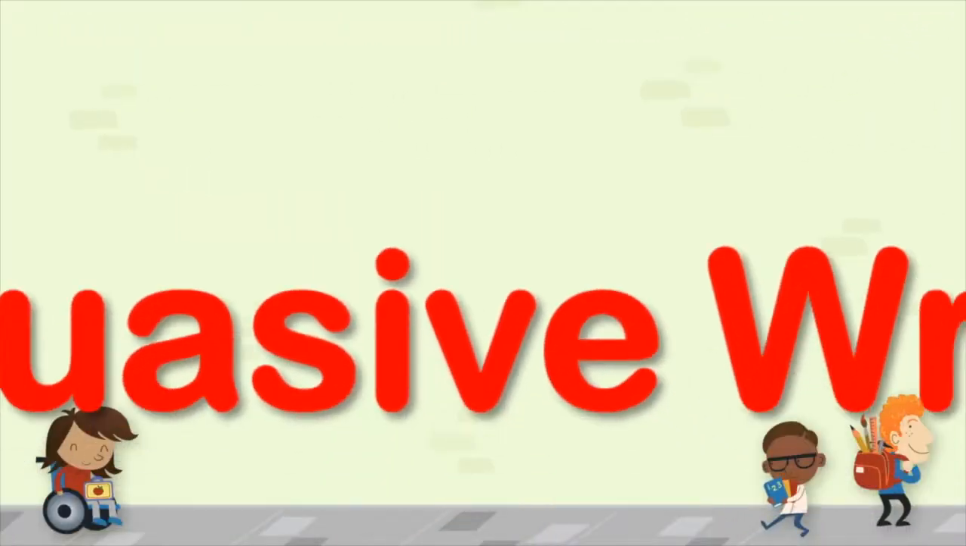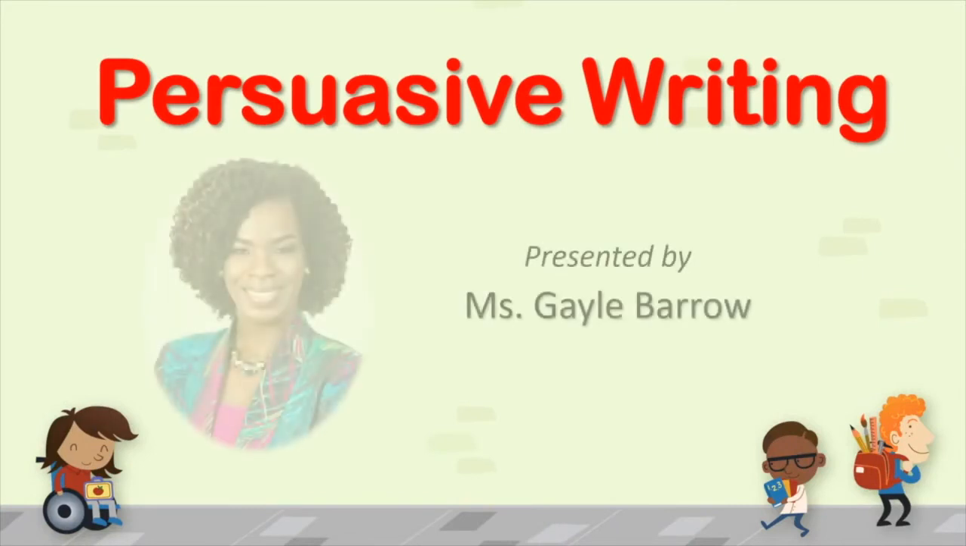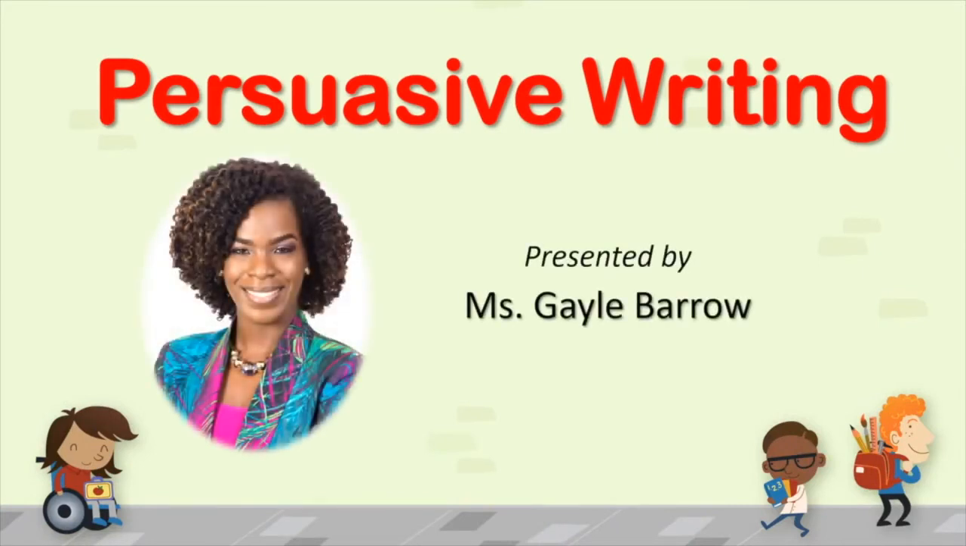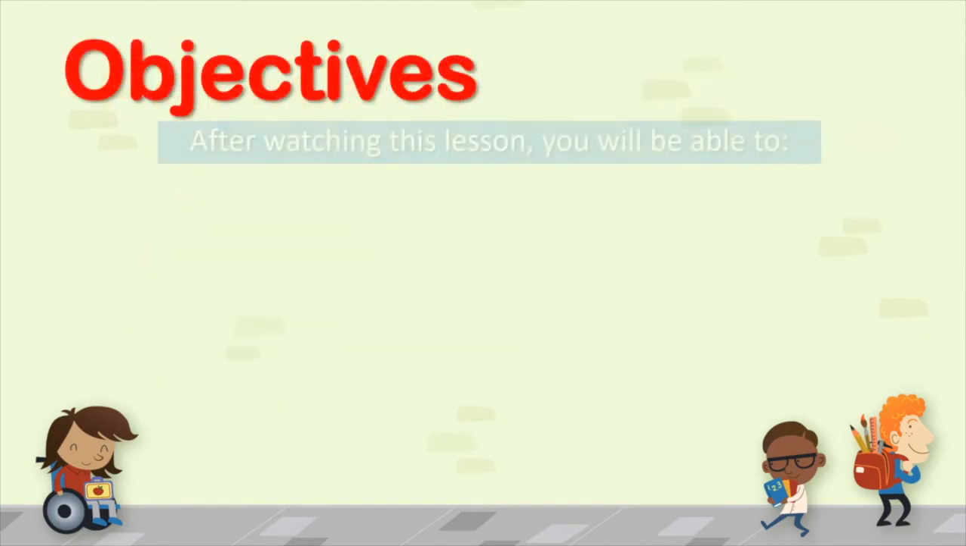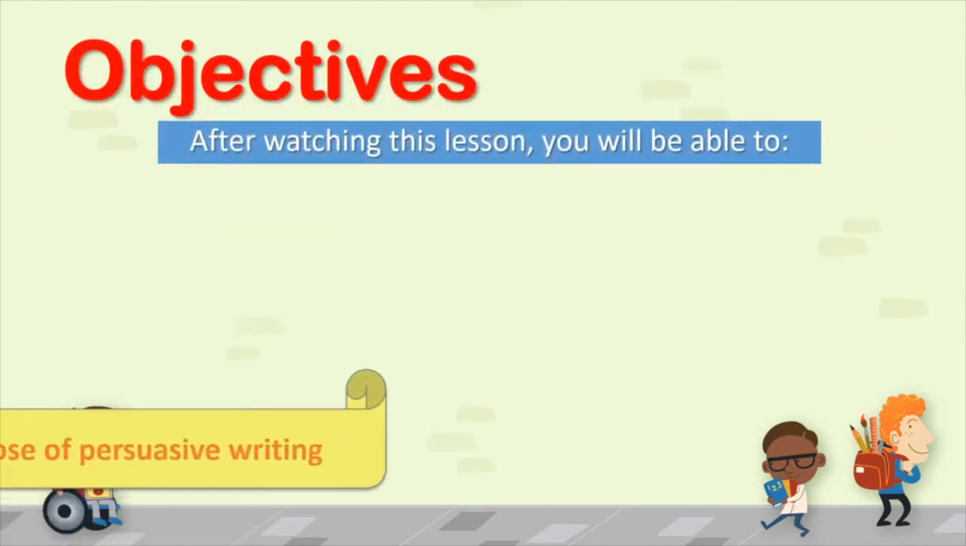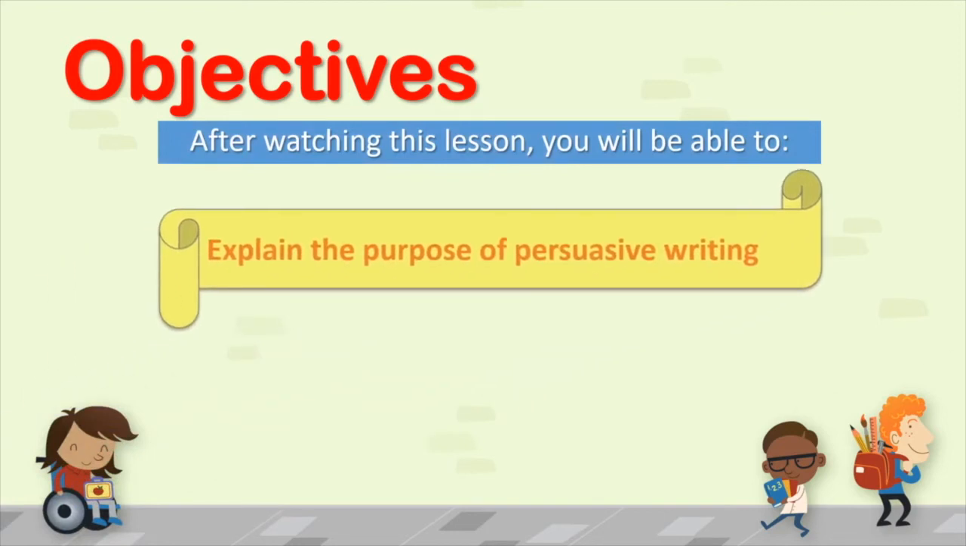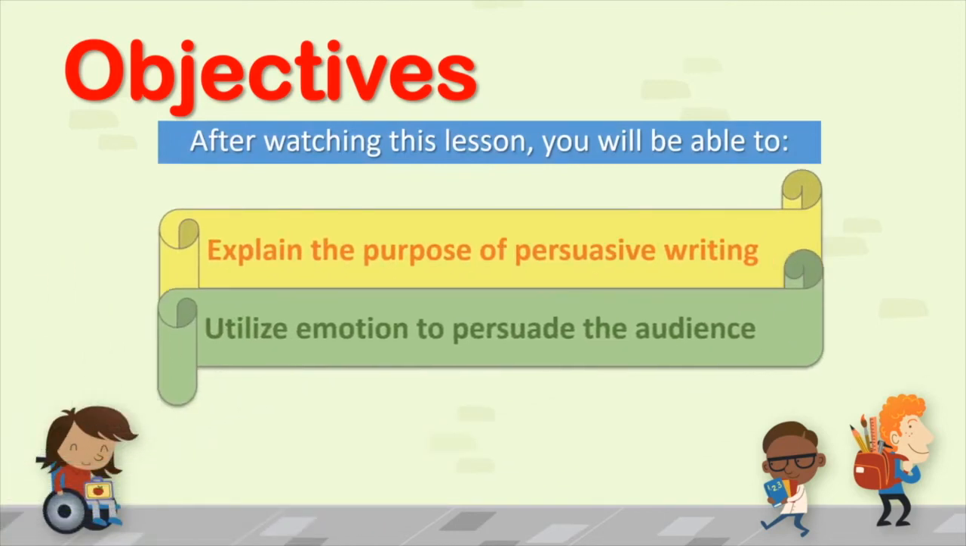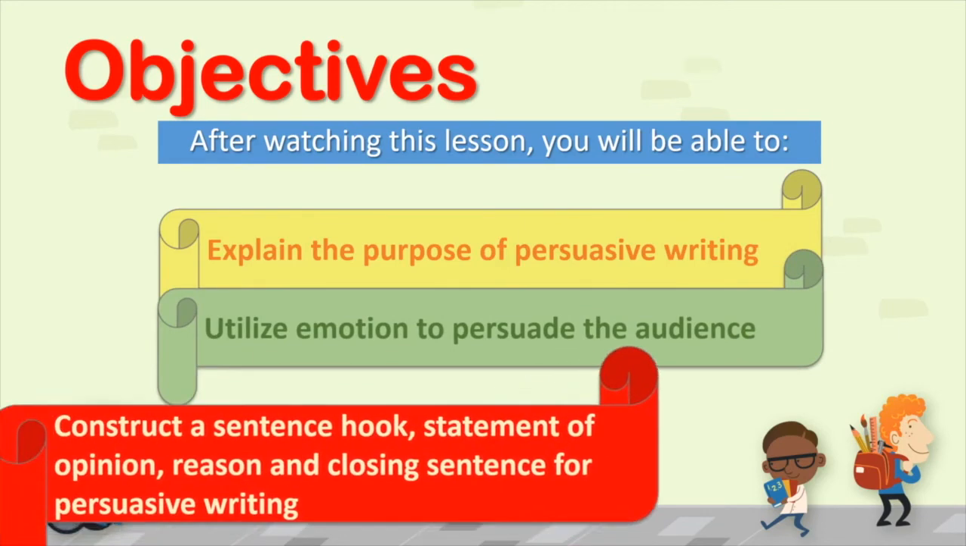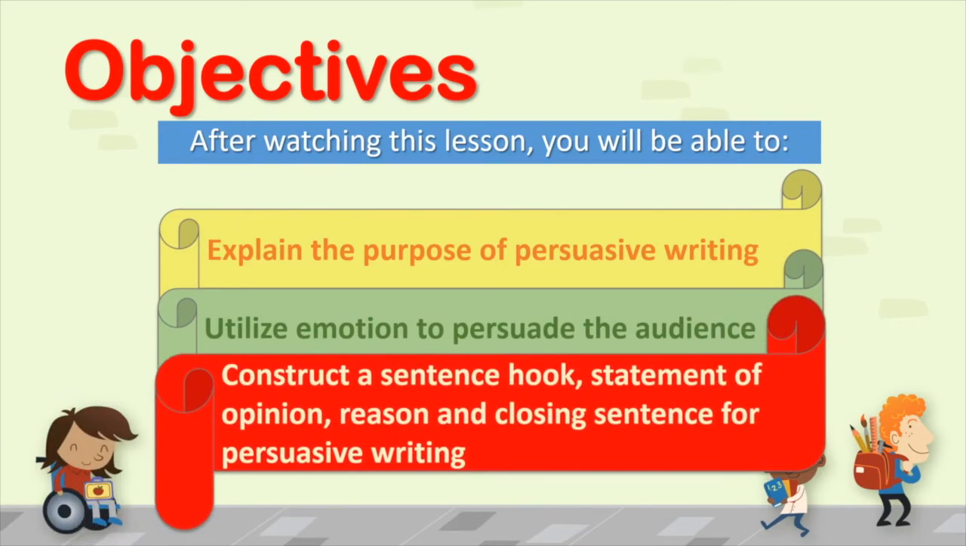Welcome to Persuasive Writing. My name is Miss Barrow. Today, we will focus on the structure of persuasive writing and how to use emotion in your writing to persuade. First, let's have a look at the lesson objectives. After watching this lesson, you will be able to explain the purpose of persuasive writing, use emotion to persuade the audience, and construct a sentence hook, statement of opinion, reason, and closing sentence for persuasive writing.